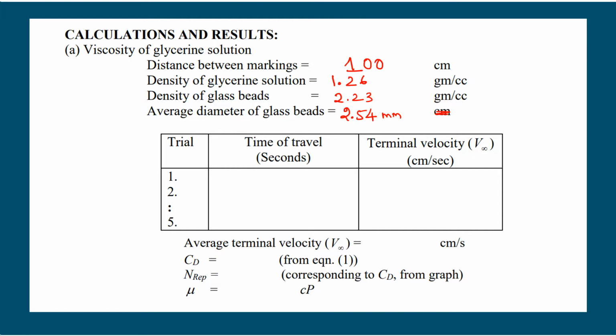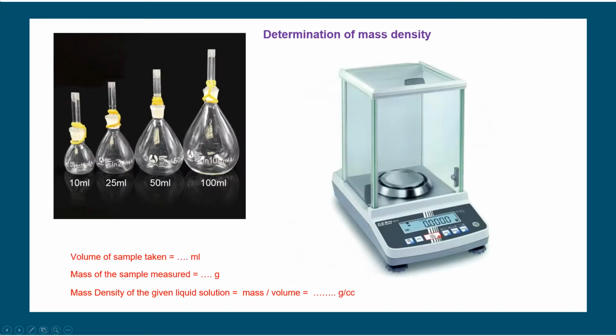For the density of the glycerin solution, we measure a small amount; mass by unit volume is density. We will take a certain amount in a specific gravity bottle and weigh it. The volume taken we know, and the mass we will take from the weighing balance. We will note that down. Mass by volume will give us the mass density. We will take the given liquid, in this case glycerin, and fill the specific gravity bottle. These bottles are available in 15 ml, 10 ml, and 25 ml. We will take one of them.